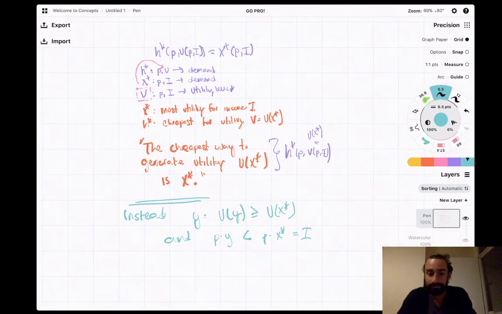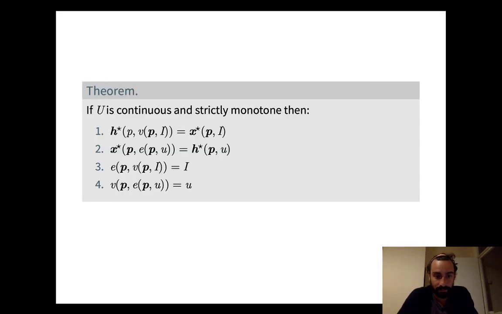Now, if we look at the rest of these equations, they say the same thing again and again in different language. So X star of P and E is the bundle, the highest utility you can get with expenditure E. And that's saying that that is the same as H star. So you give me some utility level and you say, what is the cheapest expenditure to get that utility? It's the same as the original demand. And then the following two are just plugging these things back into the E and V. So it just says, how much do you have to spend?